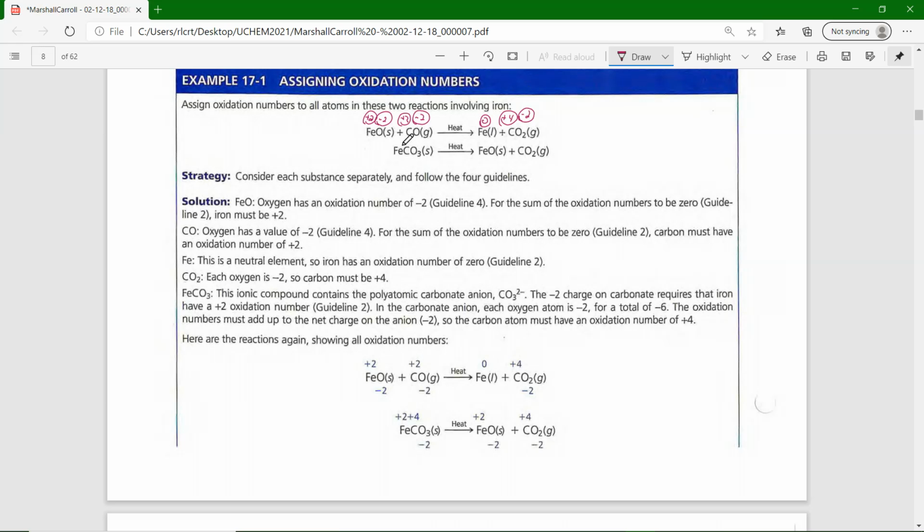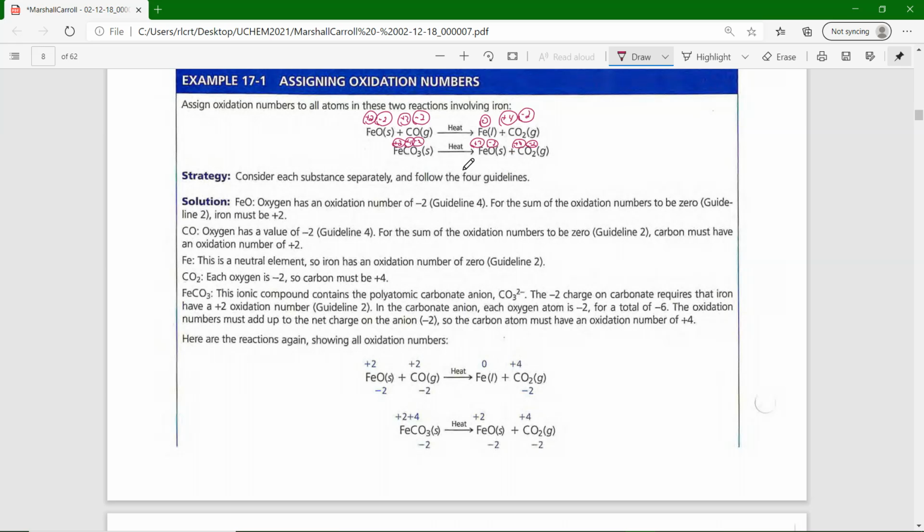Okay, FeCO3, so iron's +2 because the carbonate ion is -2, so the oxygen is -2. The carbon has to be +4. 4 and -2 times 3, so 4 plus -6 is -2. Iron's +2. So we've got FeO, oxygen's -2, iron is +2. Then CO2, oxygen is -2, carbon is +4.